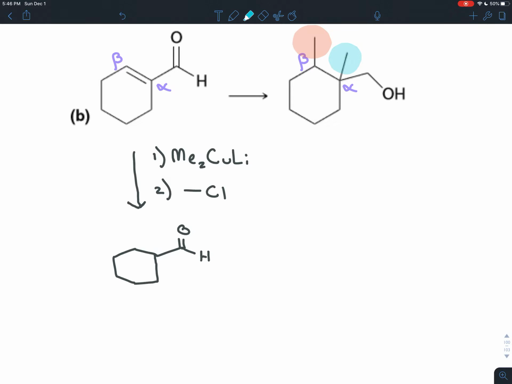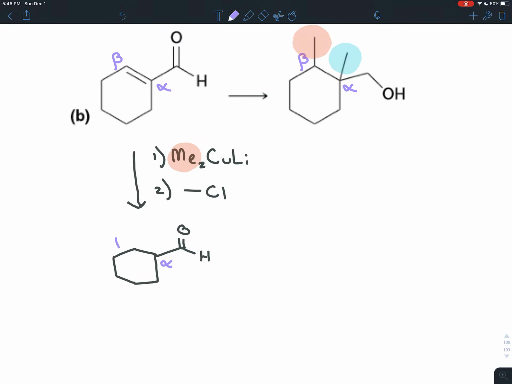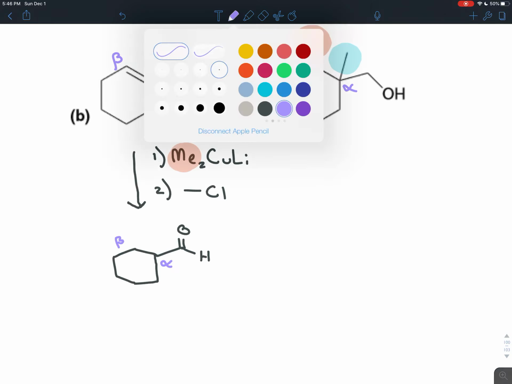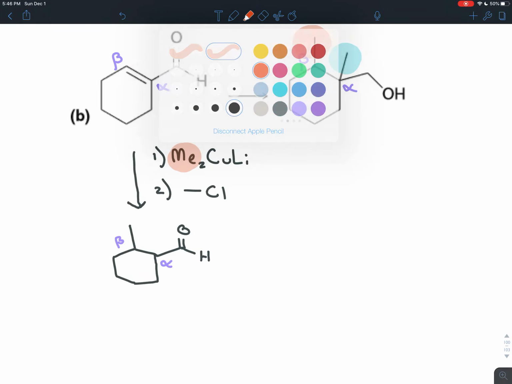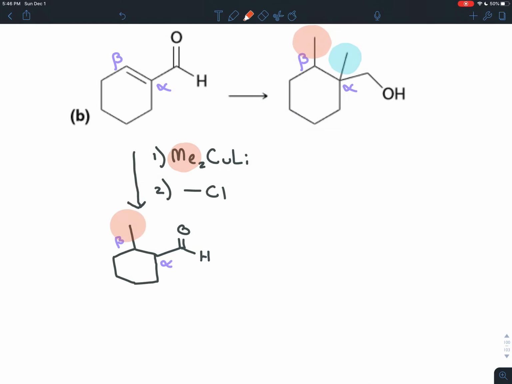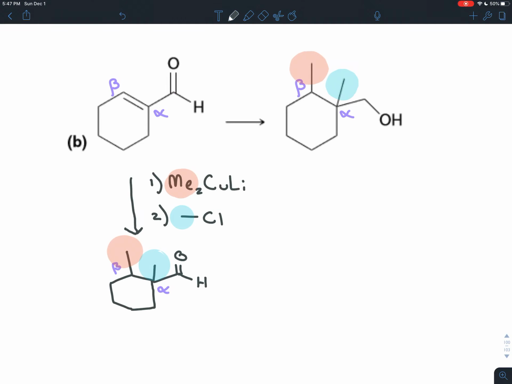The beta position will have whatever is in the Gilman reagent. So that methyl group there. And the alpha position will have whatever is in the alkyl halide. So another alkyl group here. Okay, well, we're almost at our product.